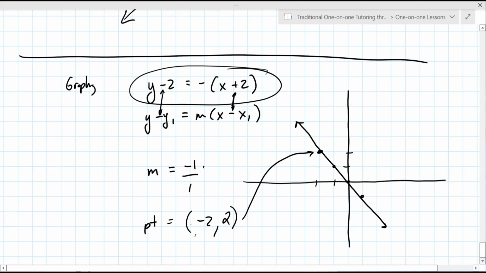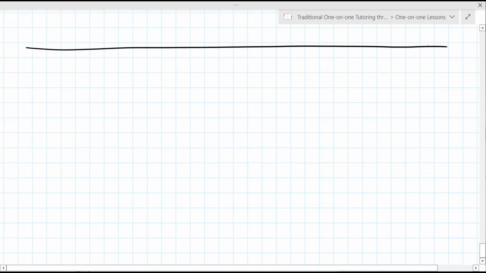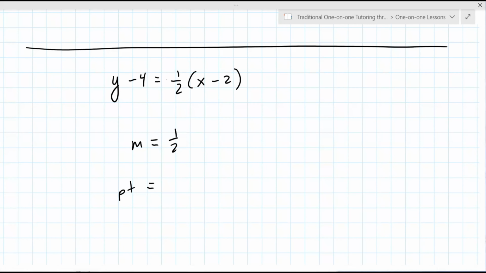All right, let's do another one here. Let's go y - 4 = 1/2(x - 2). What's the slope and what's the point? The slope is 1/2. Yes, it's everything that's in front here. Okay, and give me the point. The point is +2, comma +4.